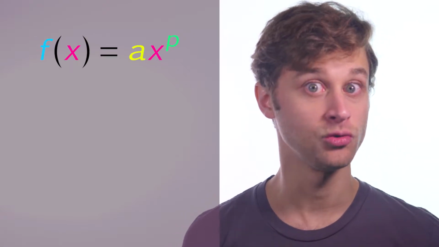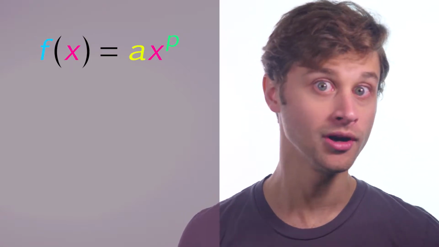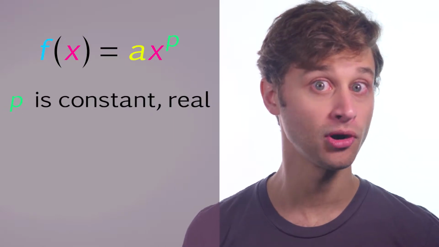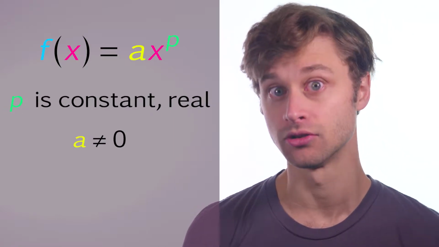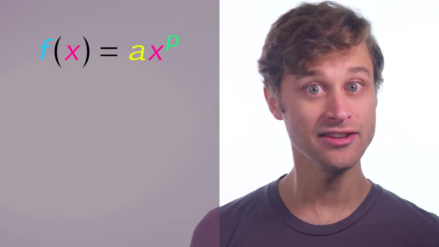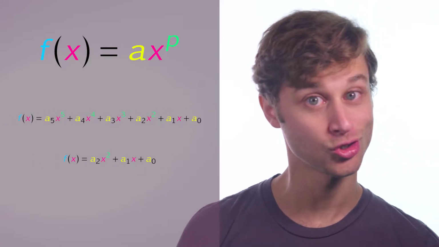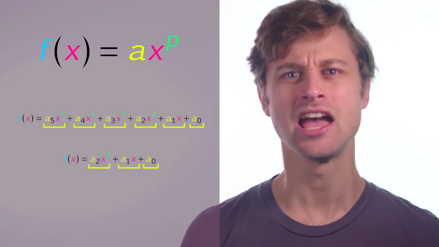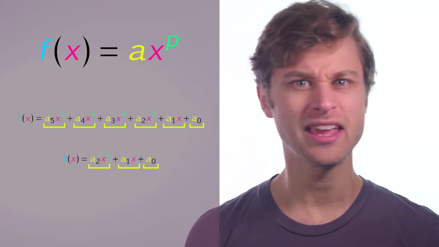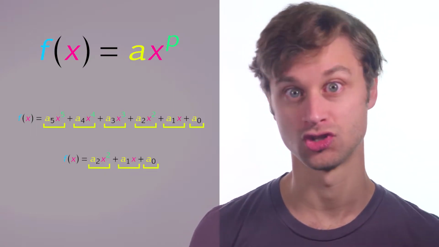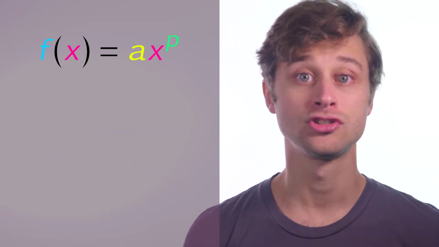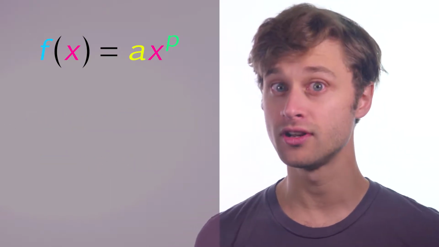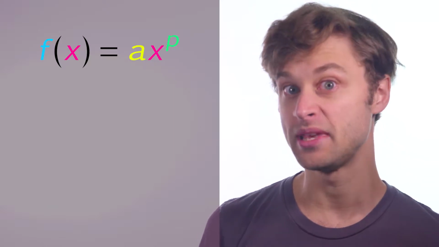Power functions take on a form that looks like this. f of x is equal to a times x to the p power, where p is a constant real number and a is not equal to 0. Now, we can see from this that polynomials are just strings of power functions. But now, because p can be any constant real number, we can make a whole lot more different sorts of functions with power functions. Power functions fall into a few broad categories based on what that power p is.